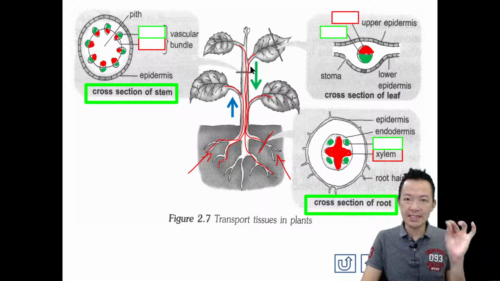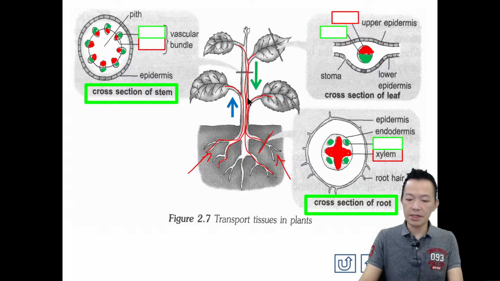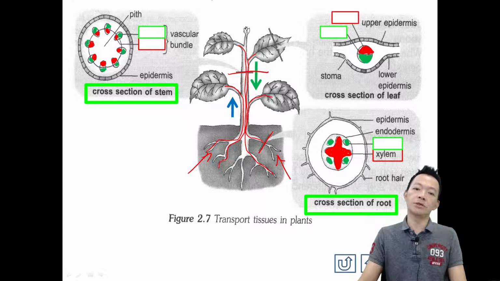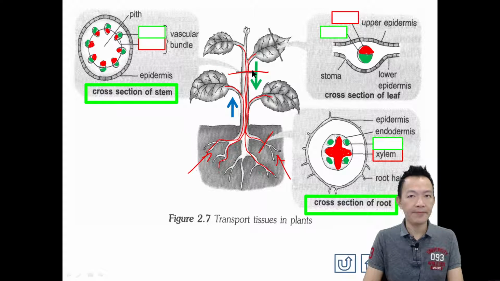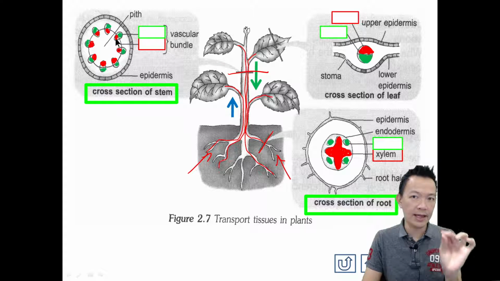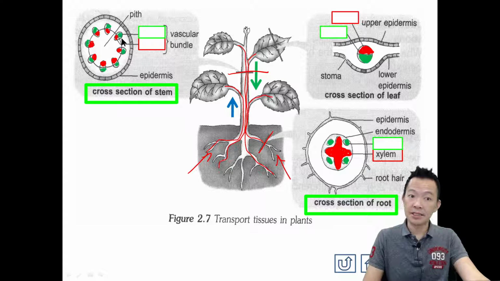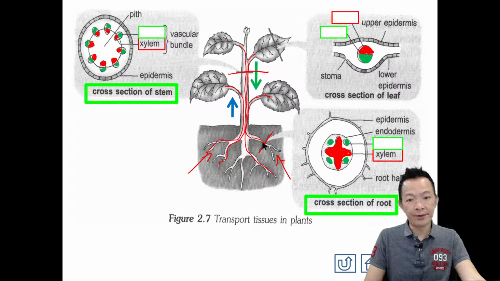Upwards and to the stems. But where is the xylem tissue in the stems? So now you cut the stem and put it under the microscope. Under the microscope, the red color part will be the xylem tissue. So where? The xylem tissue will be inside the vascular bundle, in each bundle, facing inwards. So this is xylem tissue. So from the root, it goes through here to the stems, right?